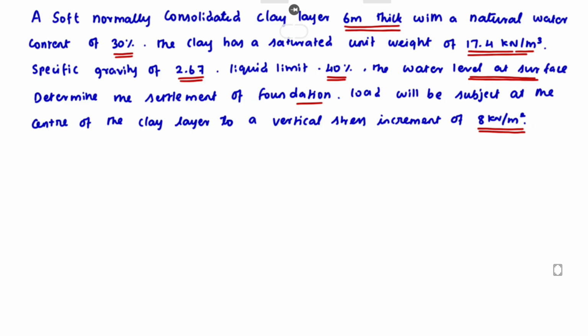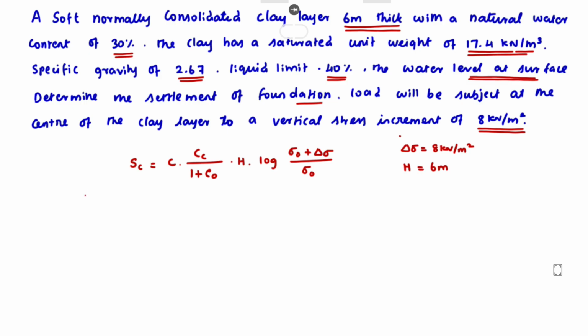Okay, so now the first thing is we can write the formula, that is Sc equal to C into Cc divided by 1 plus e naught into H into log of (sigma naught plus del sigma) divided by sigma naught. Here they are giving del sigma equal to 8 kilonewton per meter square, so that is the vertical stress increment given. Then the Cc value we have to find out. The H is given, that is the thickness of the compression layer, 6 meter.